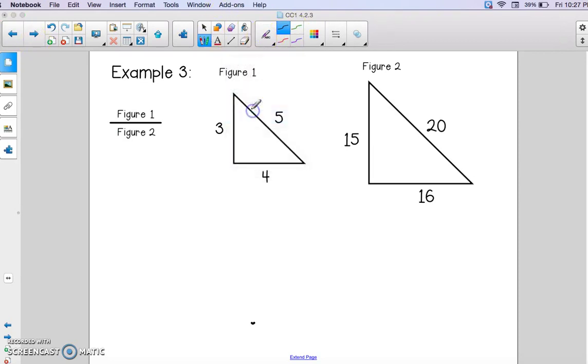Example number 3, I'm going to do that same thing, highlighting my corresponding sides. It's important to make sure that you are comparing corresponding sides every time. All right, so there are my corresponding sides. I'm going to set this up exactly the same, starting with the 3 and the 15.